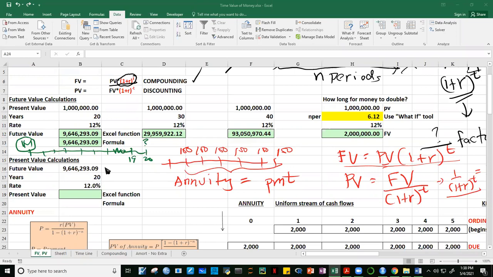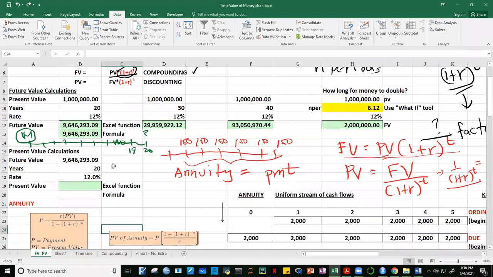Okay, yung reverse, guys, tingnan natin yung present value. Present value naman, guys. Okay. So, i-reverse natin yung problem natin. Okay. So, we have 9.6. Ito yung value kanina, no? Okay. How much is that now? 20 years. In 20 years time. At if the rate of return is 12%.